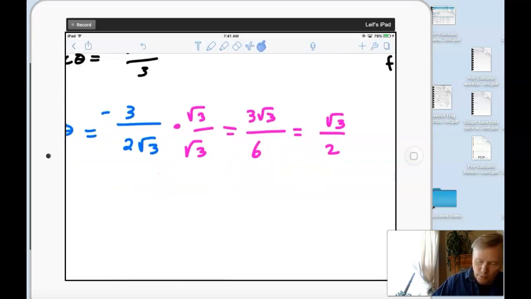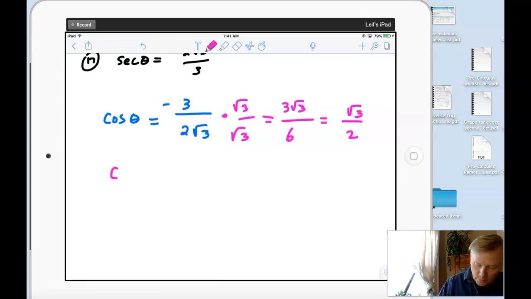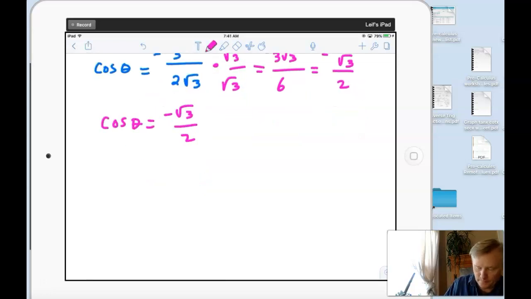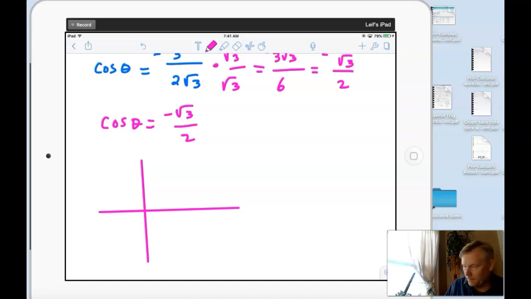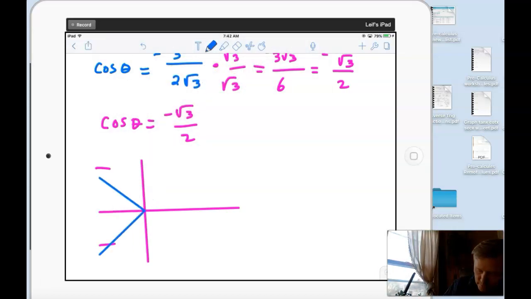So that's actually what I'm working with here, I'm looking at the cosine of theta equals negative square root of 3 over 2. Okay, lost a negative sign there, but it's still there. Okay, so cosine is negative in the second and the third quadrant. So that's where my reference angles will be. And then I need to figure out what is the actual reference angle.